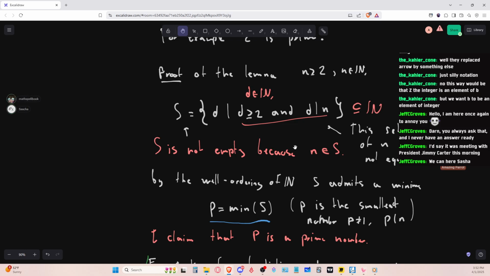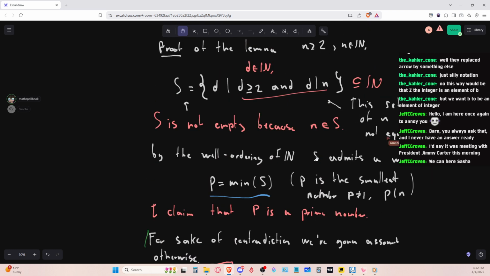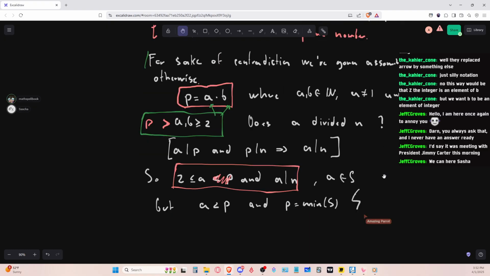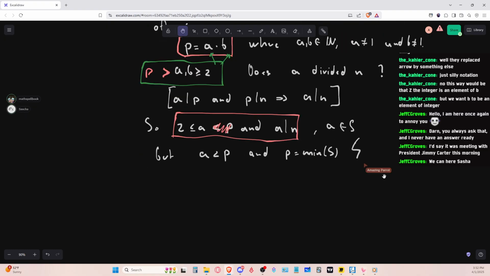That's why A is in the set, because it is a multiple of P, which is also a multiple of N. But that contradicts the fact that P is supposed to be the minimum of the set. Yeah, exactly. So we contradict the minimality of P. That's why we got in trouble. Oh, okay. So P has to be a prime number. So we just proved that P is a prime number.